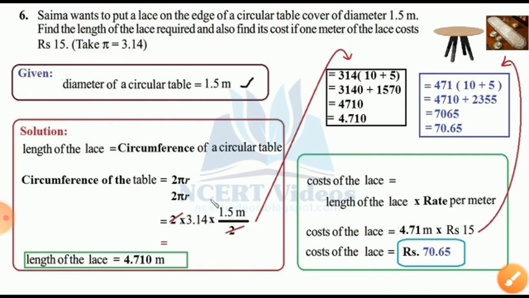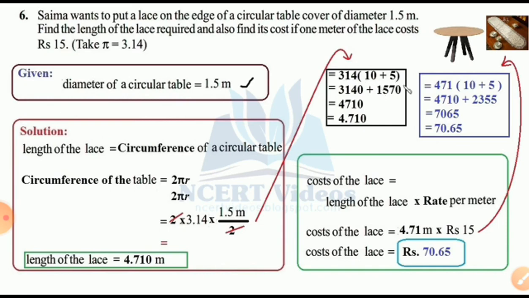Clear. Very good. 4.710. Either you can go through it also as 10 plus 5. Isn't it? Yes, instead of 1.5 it is 10.5, and just multiply as it is. Very simple, and 3 points you have to take out. Second one, 471 multiplied by 10 plus 5 gives you 70.65.